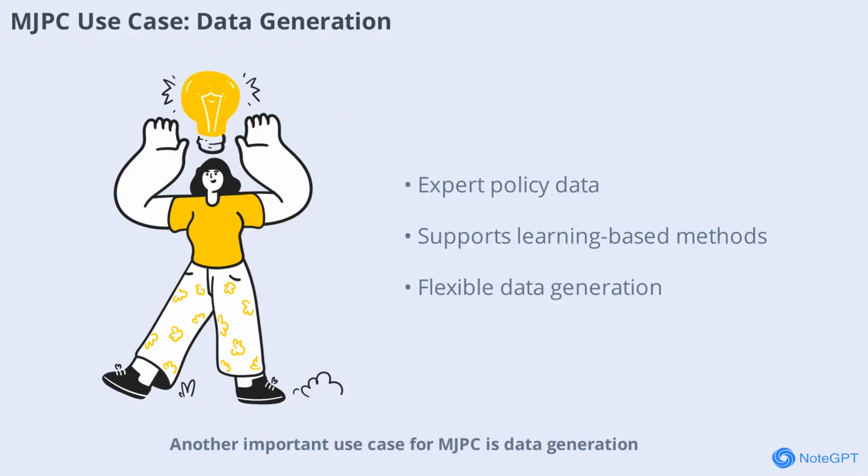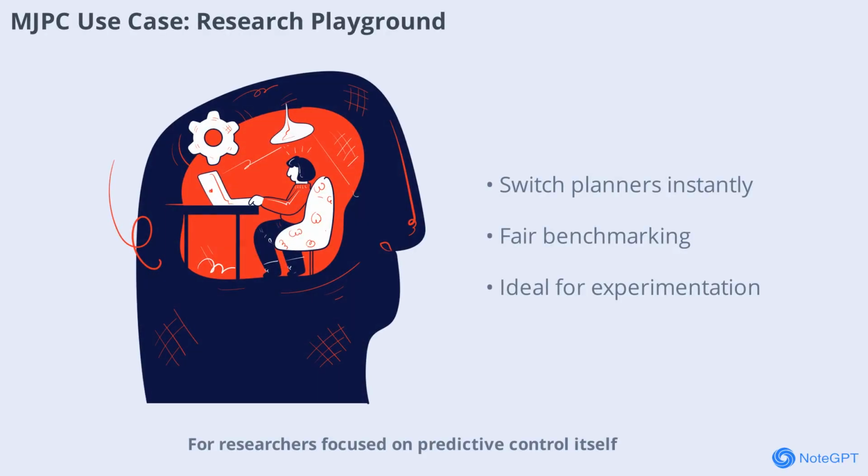Another important use case for MJPC is data generation. By acting as an expert policy, MJPC can generate high-quality data for learning-based approaches. This data can be used to train reinforcement learning agents or to benchmark new algorithms, even if the model and task don't exactly match the learner's environment. For researchers focused on predictive control itself, MJPC is an ideal playground.